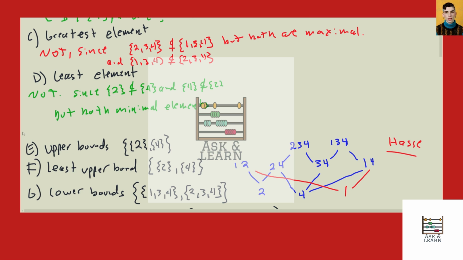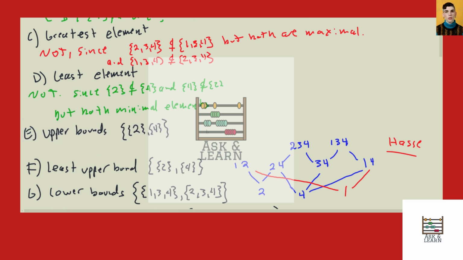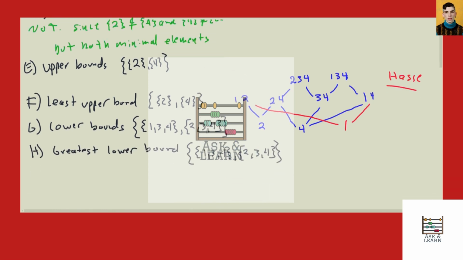Okay, so now we want to find upper bounds of {2} and {4}. What this is telling us to do is to find sets that contain both {2} and {4}. If we look at our chart over here, we just need to follow it to see what kind of overlap they have. Well, {2} and {4} both have {2, 4} above them. So we'd have {2, 4} as an upper bound. And then we can follow this path to the next one, which would be {2, 3, 4}.